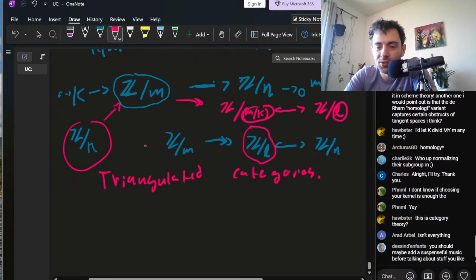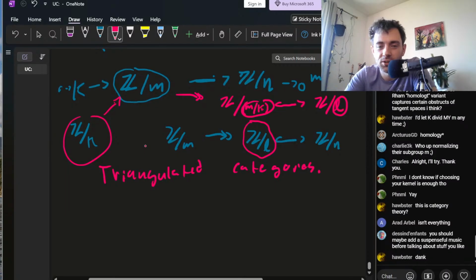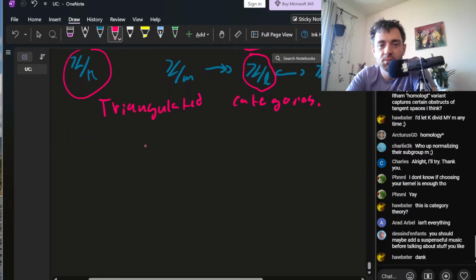Add suspenseful music. Yeah, I should get a little soundboard so I could make things. Dank memes indeed. So okay, triangulated categories.